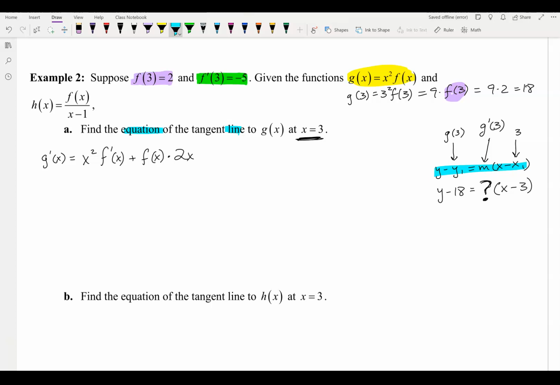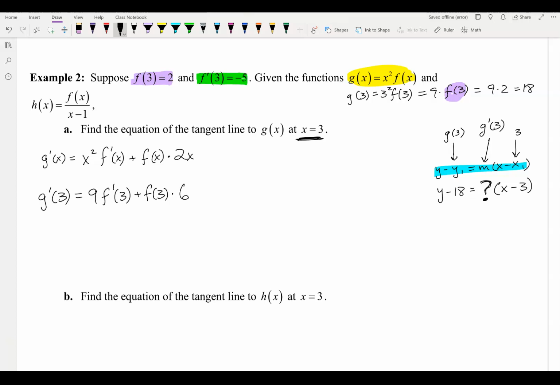I was given an x value, I found the corresponding y value on g, and now we're finding the slope of the tangent line with the derivative. But we need it specifically at 3. So we need to find g prime of 3. Well, I'm going to plug in 3 into all of these x's, and that will give me g prime of 3. So that's 3 squared, which is 9, times f prime of 3 plus f of 3 times 2 times 3, which is 6.